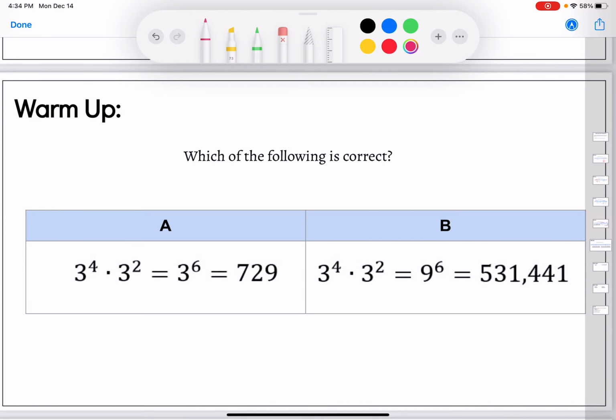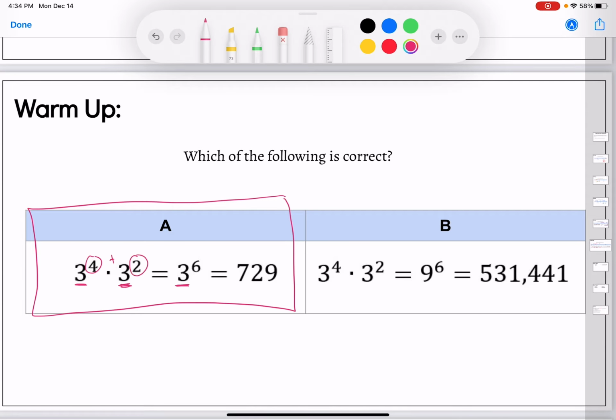All right, correct answer here is A. Remember, when you're multiplying like bases, these are like bases this time, the base does not change. You just add the exponents and the base doesn't change. So it doesn't become 9 to the 6th. The base stays the same as 3. So A was the correct answer.